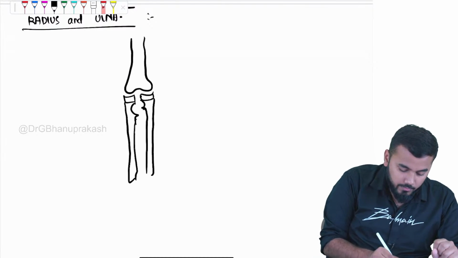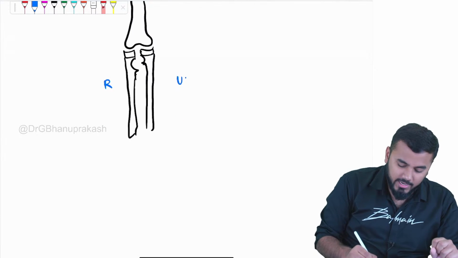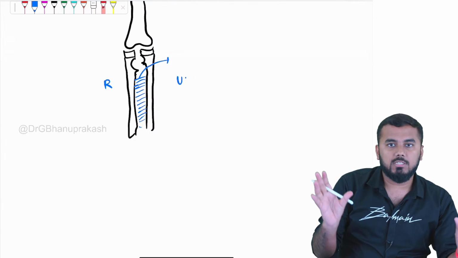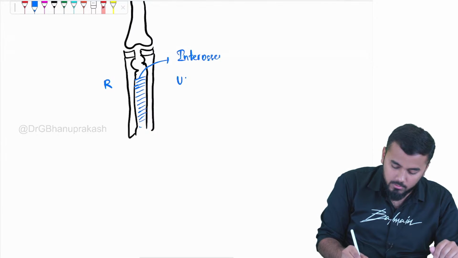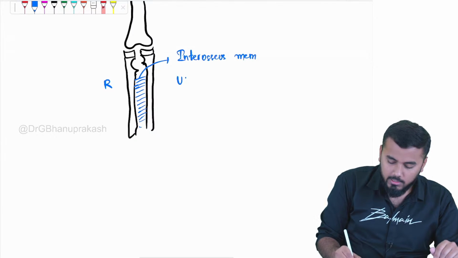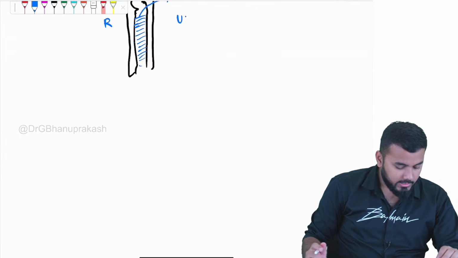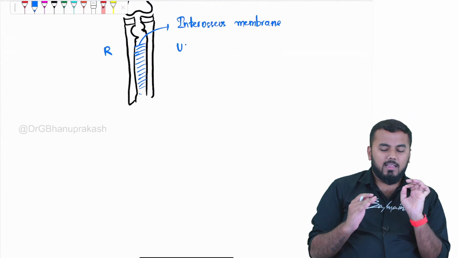Right. So this will be your radius bone. This will be your ulna bone. In between the radius and ulna, this is called the interosseous membrane. Between the 2 bones, in between ossea, 2 bones, interosseous membrane.